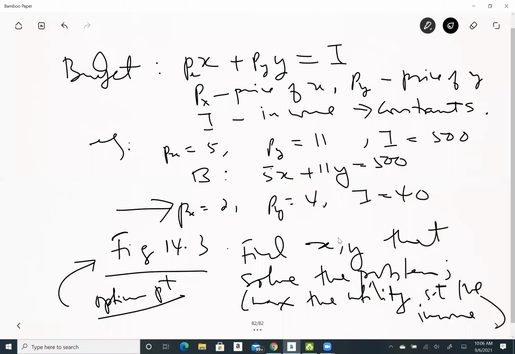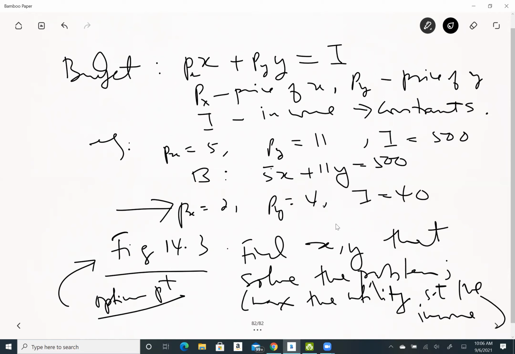Now, how do you solve it? So we do the Lagrangian. For the budget line, what you need to do is rewrite the budget line as g(x,y) minus k equals 0. So the budget line you need to rewrite as 2x plus 4y minus 40 equals 0.